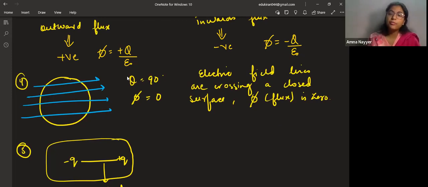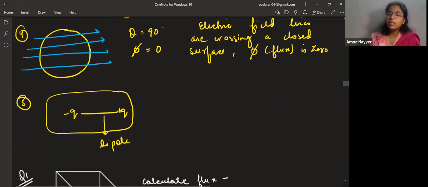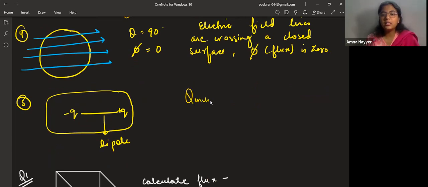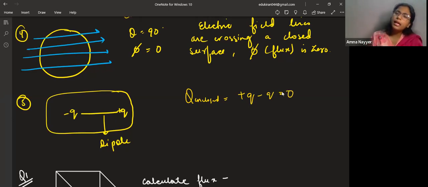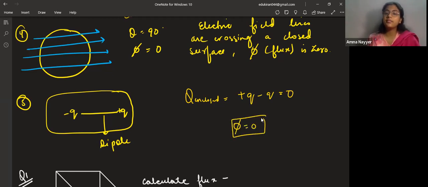And the last property is, if you have a dipole, suppose you have a dipole, plus Q, minus Q. If we write the charge enclosed, it will be plus Q, minus Q, which directly is zero. So automatically for a dipole also, we have flux as zero. Why? Because if the charge enclosed is zero, in this formula Q enclosed divided by epsilon naught will automatically be zero. So these are certain properties.